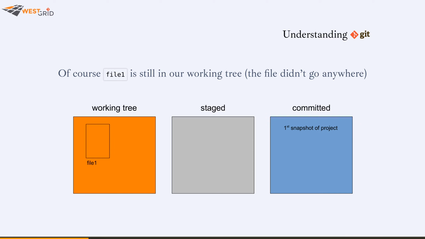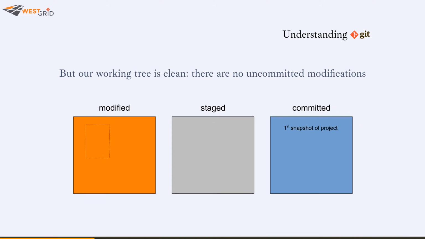So, of course, file 1 is still in our working tree. The file that you created, it didn't go anywhere. The fact that you have taken a snapshot of the project hasn't made your file 1 vanish. It's still there, it's still in your working tree. But because it has been committed and there is no uncommitted modification, our working tree is clean. So Git will not point that file to us.